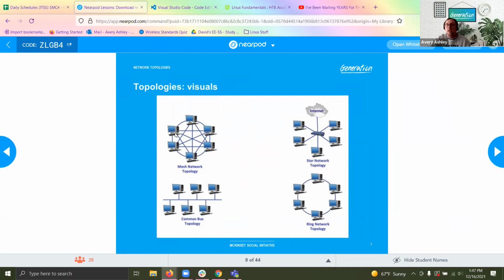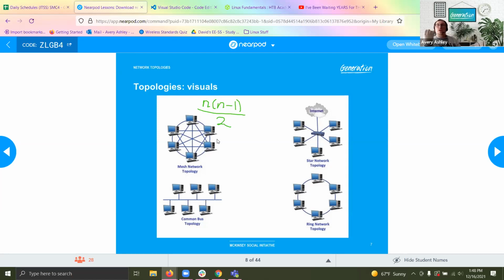So mesh, each device is directly connected to each and every other device. I think the calculation comes up later, or Kelly will just share it now. So this is the formula to figure out how many devices are on your mesh network. Well, to figure out how many connections you'll need, rather.